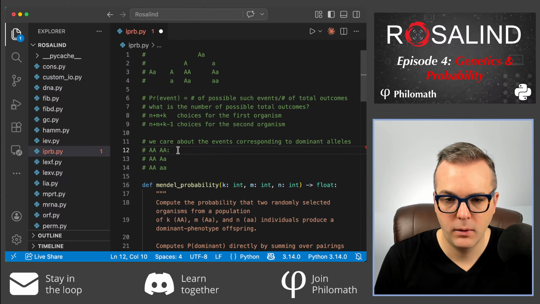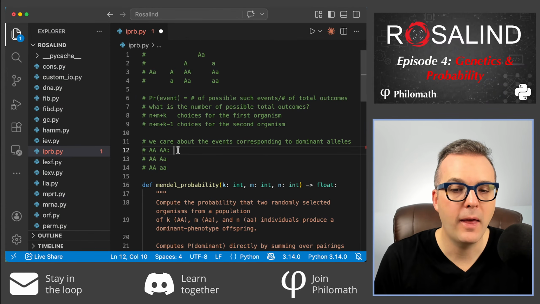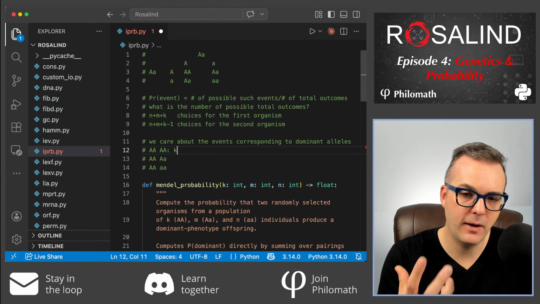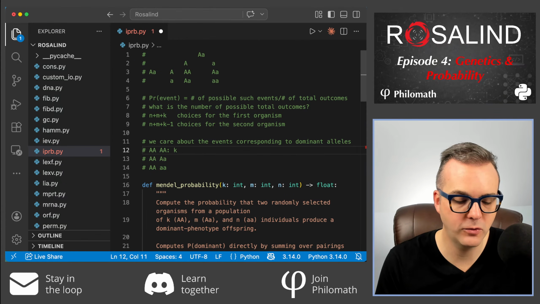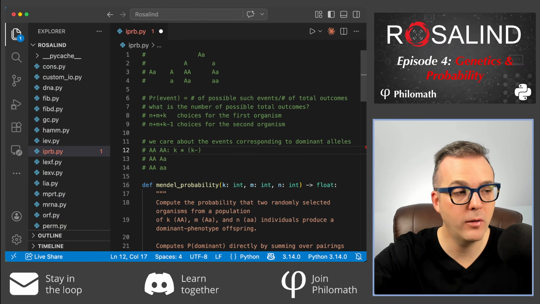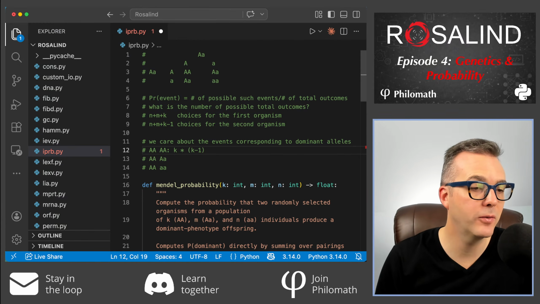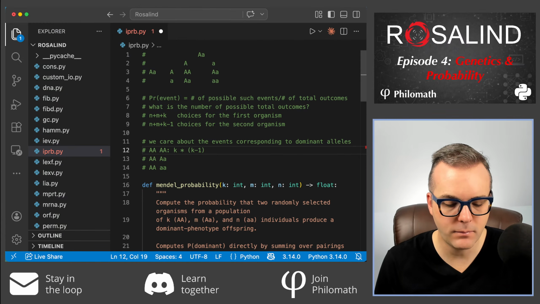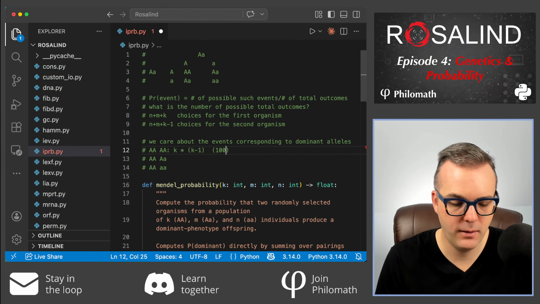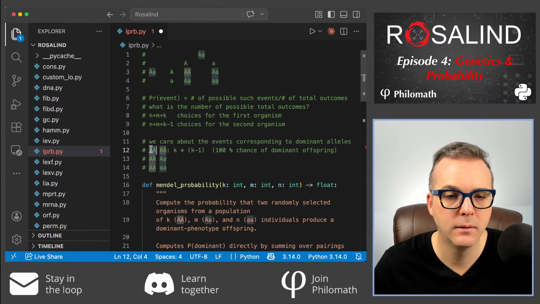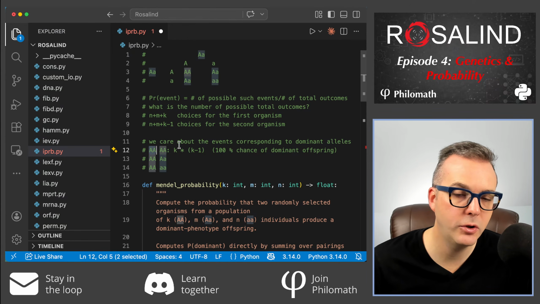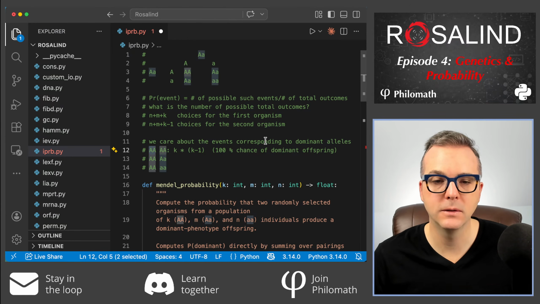So if I do that, I have k choices. I'm not asking for the likelihood. I'm saying, what's the number of events here? It's k choices for the first organism. And after that, I have 1 fewer ball of that color. So then we have k minus 1 choices for that second organism. And I'll also say there's a 100% chance of dominant offspring if that happens. Why? Because that first organism has 2 dominant alleles.